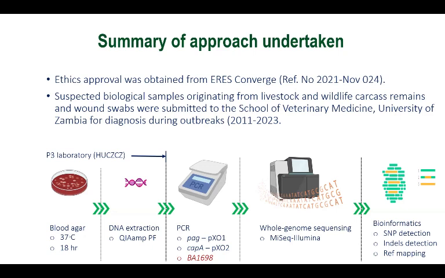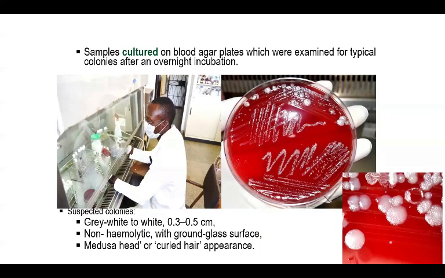From blood cultures through DNA extraction until we do the whole genome sequencing, and then we do the bioinformatics: reference mapping, SNP detection, the single nucleotide polymorphisms, and the indel detection. So, from culture, we were always very cautious. We were working, like I've outlined, under biosafety level 3, where the samples were cultured on blood agar plates. They were examined for the typical colonies after an overnight incubation.